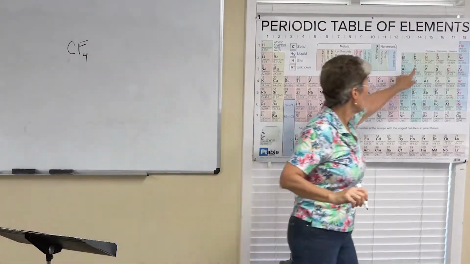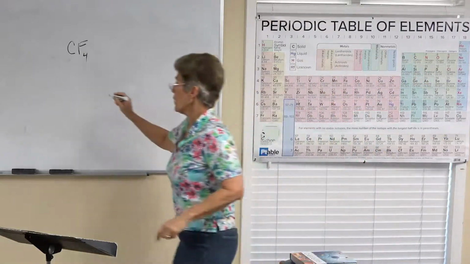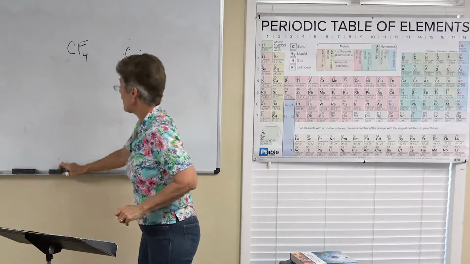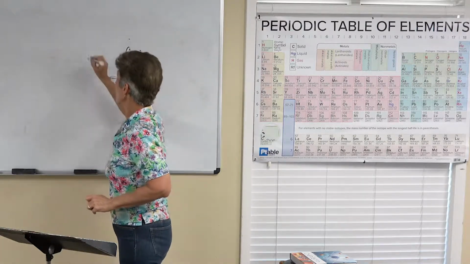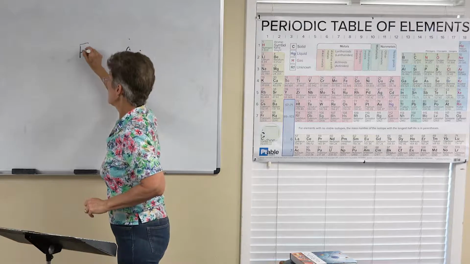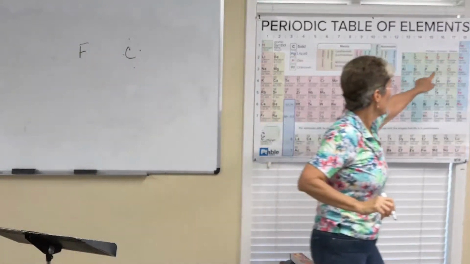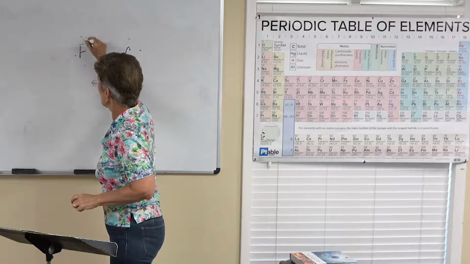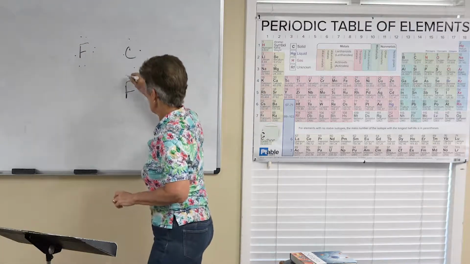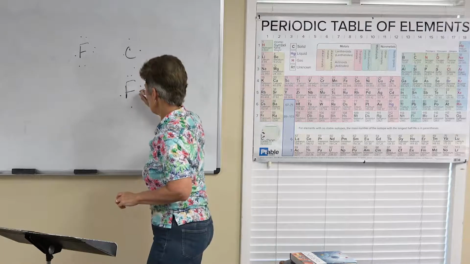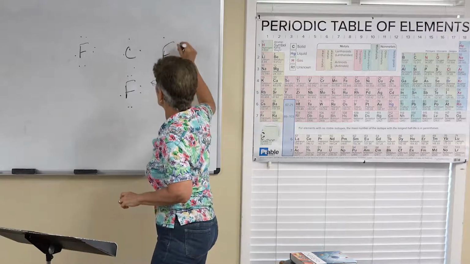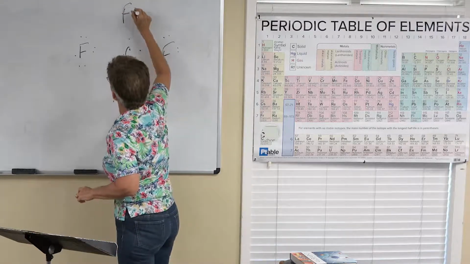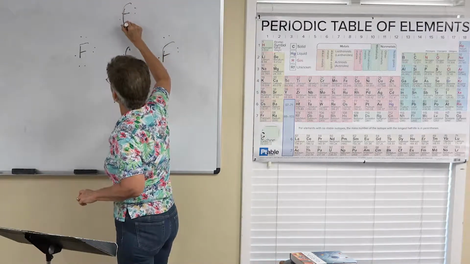You go over here, carbon is in group 4, so it has 4 valence electrons: 1, 2, 3, 4. And then we have 4 fluorine. And they're in group 7 over here. So they're going to have 7 valence electrons each: 1, 2, 3, 4, 5, 6, 7.